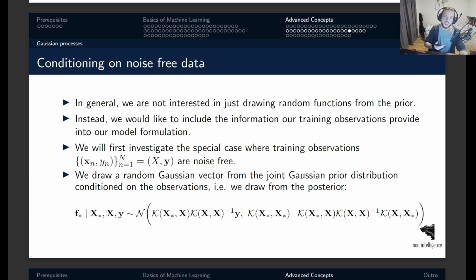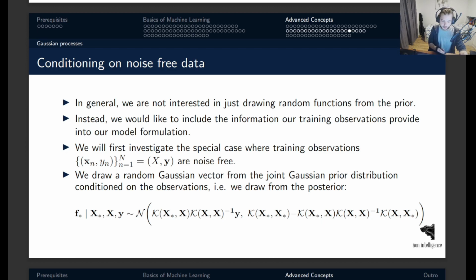And in the Bayesian framework, that's not the distribution we're interested in. We are interested in the posterior distribution. And we arrive at the posterior distribution by including the information our training observations provide into our model formulation. Okay, so first we study the case where we make a simplifying assumption. So our training observations, the dataset that we had available, we consider to be noise-free. So the measurements we did regarding our features and our true labels, they are without any noise. They are perfect measurements.